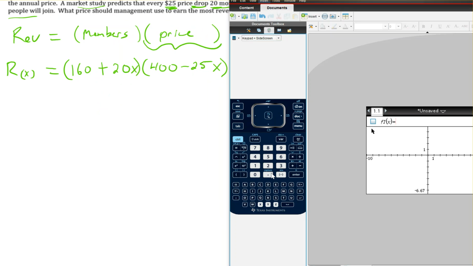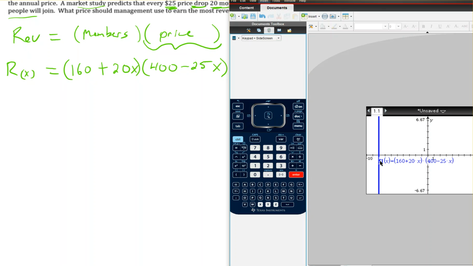Okay, so we're going to open the bracket, and we're going to go 160 plus 20x. Move my cursor over. I'm going to push multiply to make sure that it actually multiplies. And then bracket, 400 minus 25x, and then push enter. Ooh, and this one looks funny again, right?